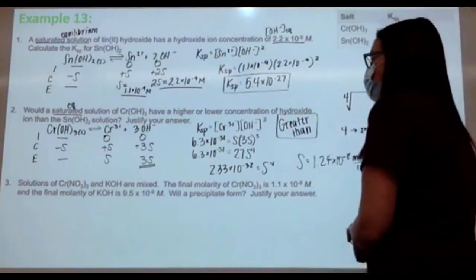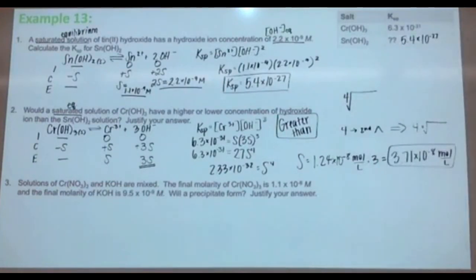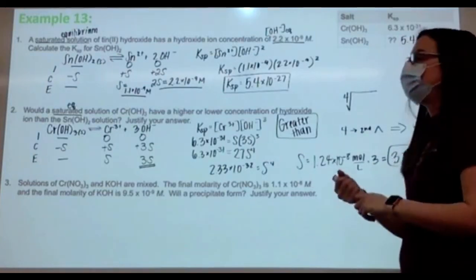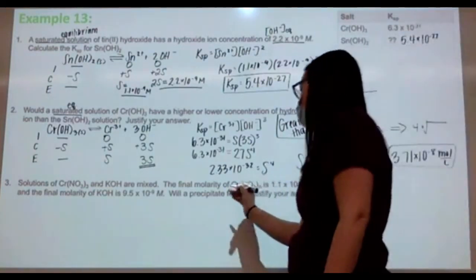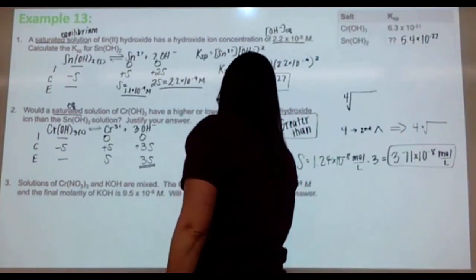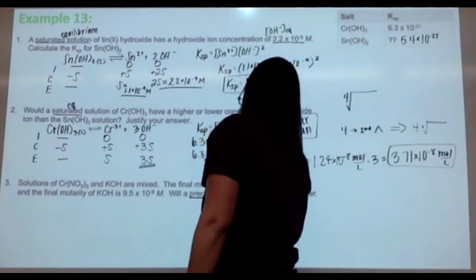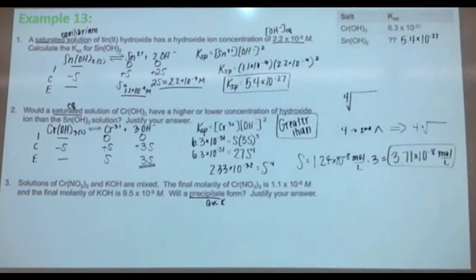And then part 3, solutions of chromium 3 nitrate and potassium hydroxide are mixed. The final molarity of chromium 3 nitrate is 1.1 times 10 to the negative 8. And the final molarity of potassium hydroxide is 9.5 times 10 to the negative 9. Will a precipitate form? So I see the word precipitate. That immediately tells me Q versus K.